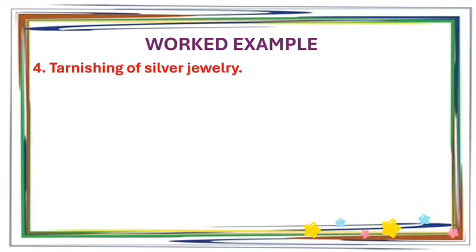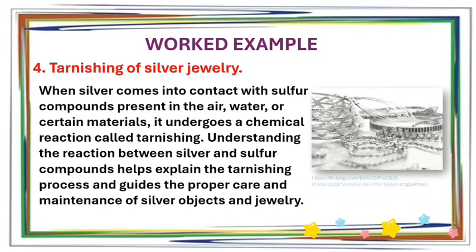Number 4. Tarnishing of silver jewelry. When silver comes into contact with sulfur compounds present in the air, water, or certain materials, it undergoes a chemical reaction called tarnishing. Understanding the reaction between silver and sulfur compounds helps explain the tarnishing process and guides the proper care and maintenance of silver objects and jewelry.